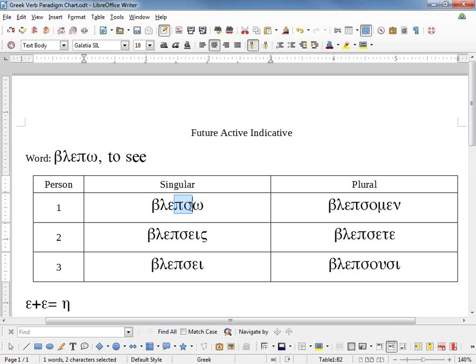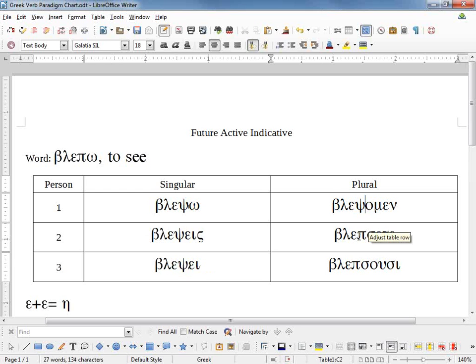Does anyone want to take a guess what that consonant may be? When we have a labial consonant with the sigma, it becomes a... Go for it. Someone from North Texas. A psi. Very good. Exactly. So that's what I'm going to add as psi. Whenever there's the pi sigma here, I am going to replace it with a psi.